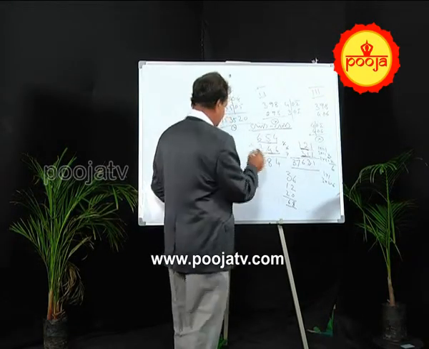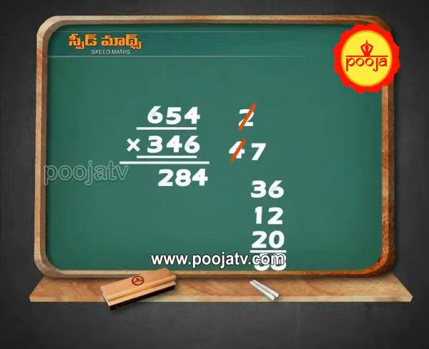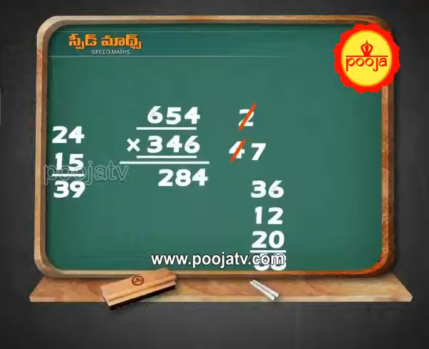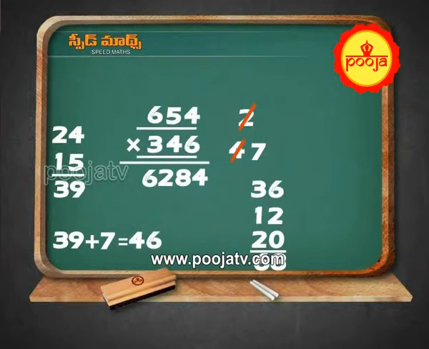Now what to do? Last 2 only. 6 into 4, 24. 3 into 5, 15. That is 39. 24 plus 15 is 39, and 7 is outside. 39 plus 7 equal to 46. 6 here, 4 outside. And 6 threes are 18, 18 plus 4, 22.